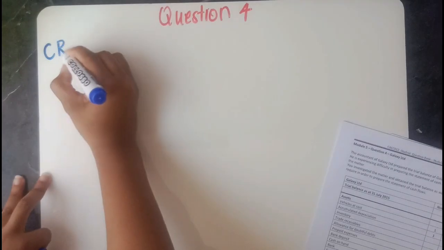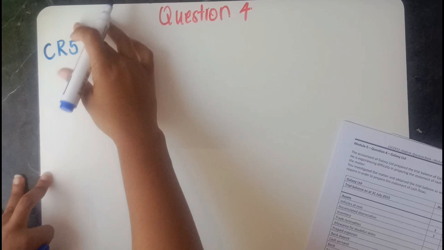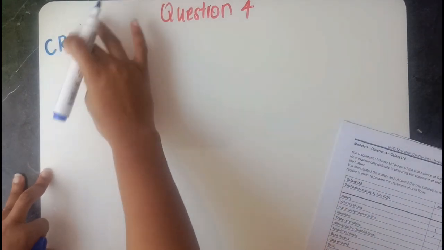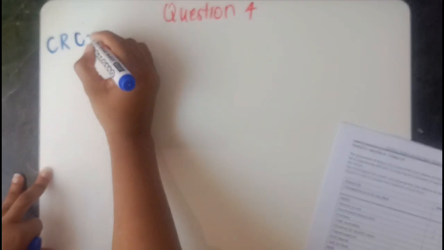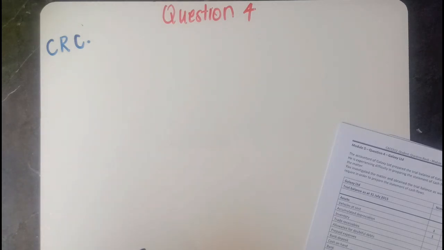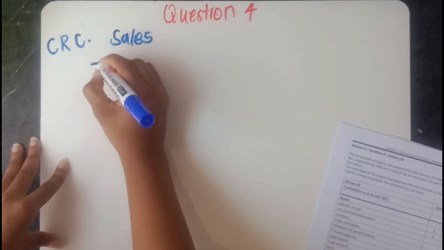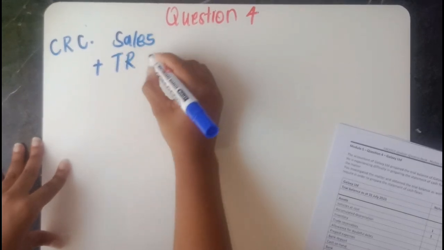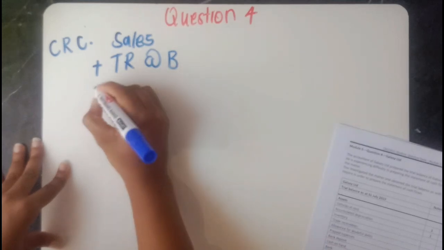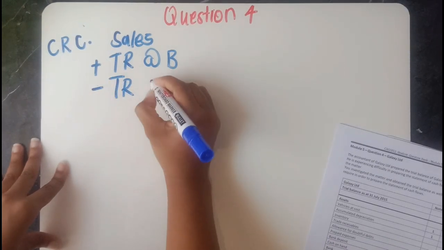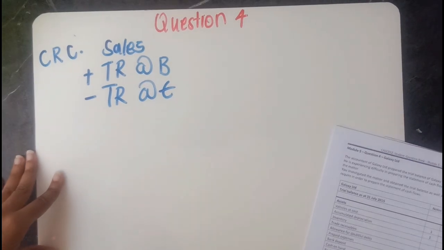Okay, so let's start. Basically, we're going to be starting with cash received from customers. For your cash received from customers, you're obviously going to take your sales amount, and you add your trade receivables at the beginning, and then you subtract your trade receivables at the end, right?